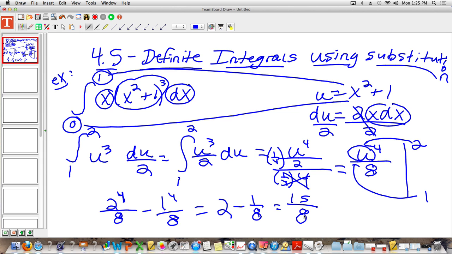So, had we gone back and replaced that u with x squared plus 1, and stuck with our original boundaries of 0 and 1, we would have gotten exactly the same answer. So if you prefer to not do this extra step where you change these x's into u's, you don't have to do that. That's a choice.